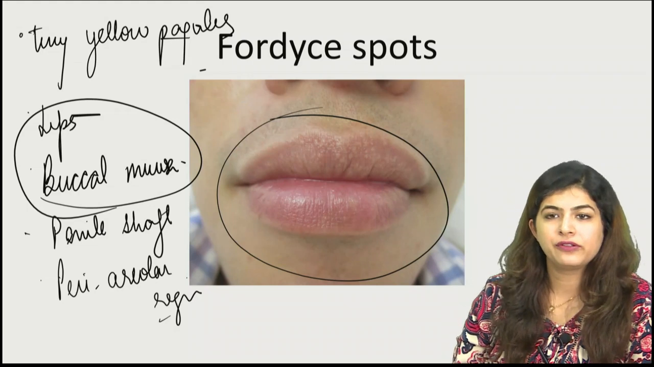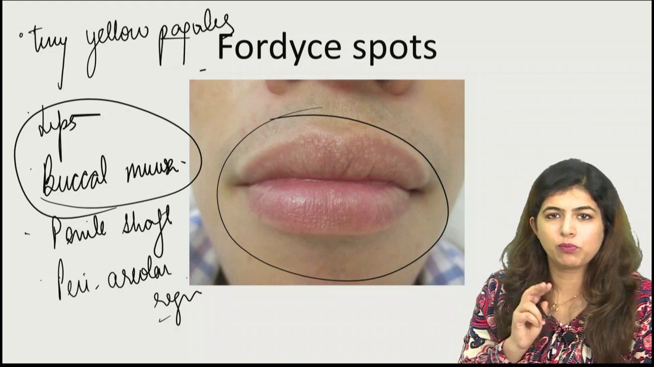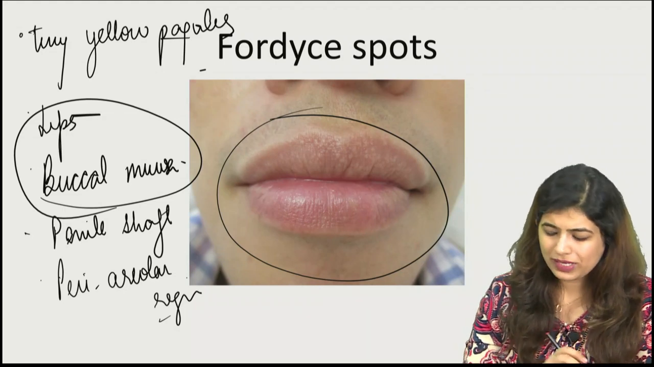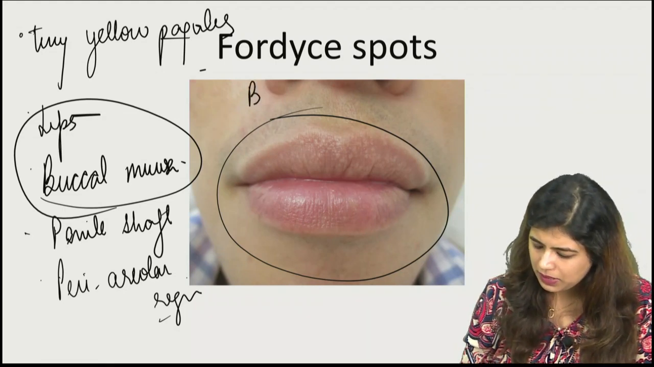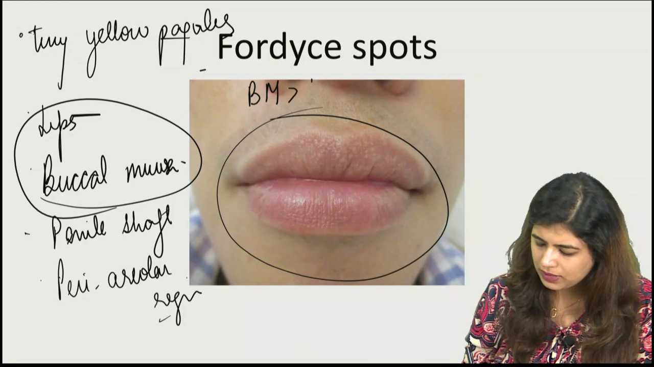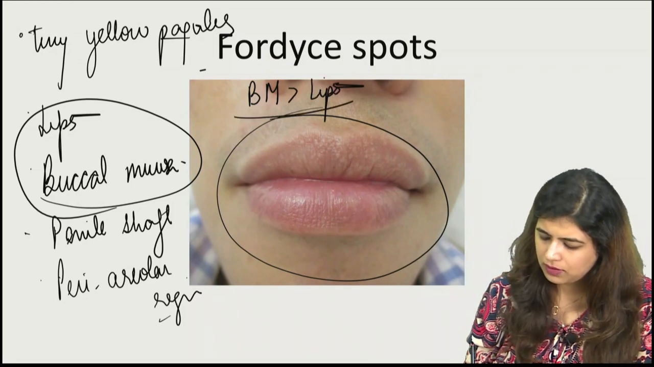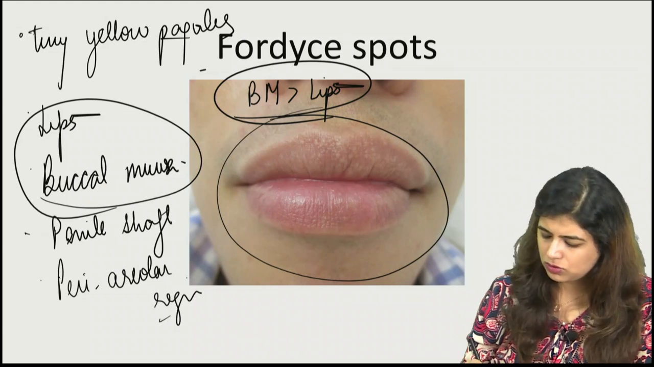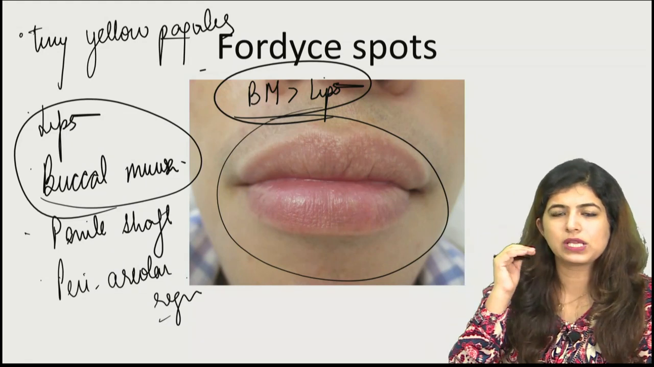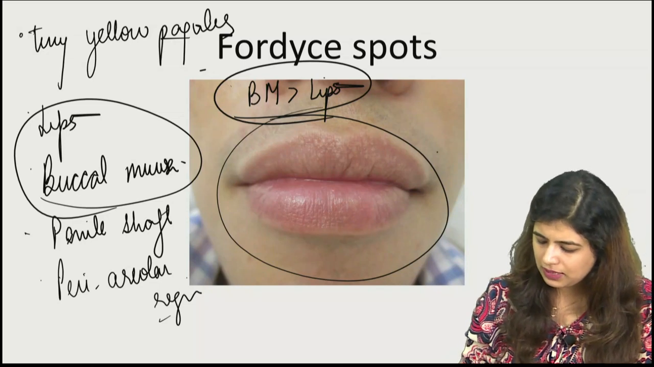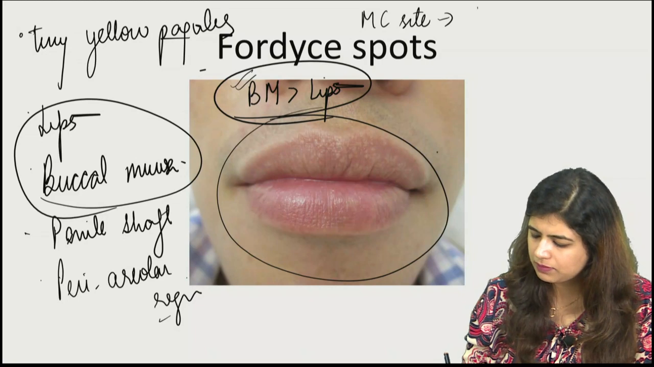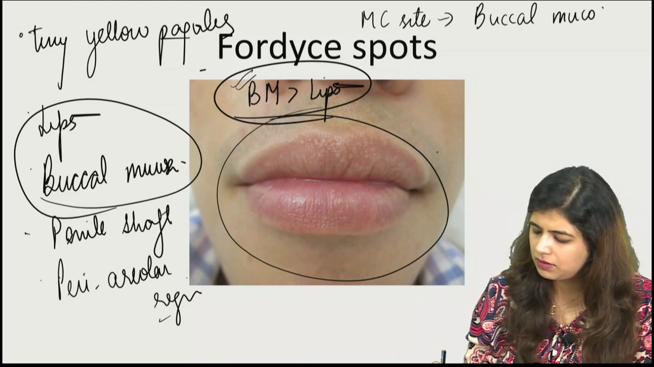Now, it is a very difficult choice to make when both of these are given in the question. If both of these are given in the question, then it is buccal mucosa more than lips for your answer. So, if lips and buccal mucosa are both in the options, then the most common site becomes buccal mucosa.